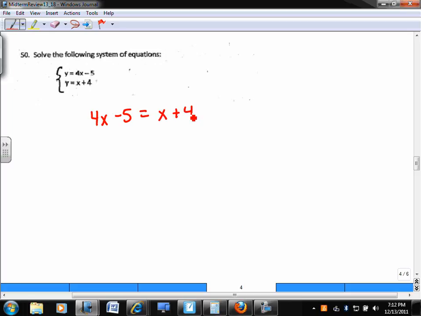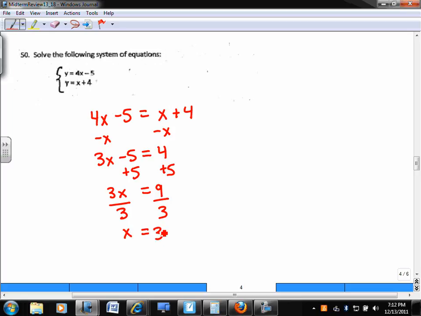Now we're going to solve for x. So we want to get all of our variables on one side. So let's subtract x from each side. We have 3x minus 5 is equal to 4. Add 5 to each side. 3x is equal to 4 plus 5, which is 9. We need to divide each side by 3 to get x is equal to 3. So we've solved for x.